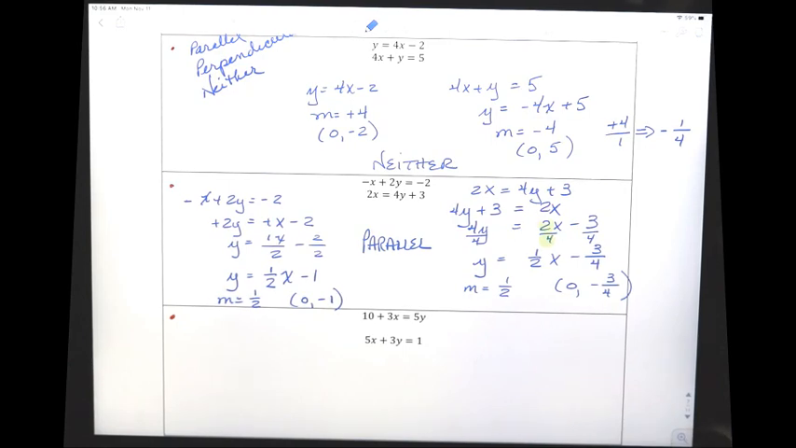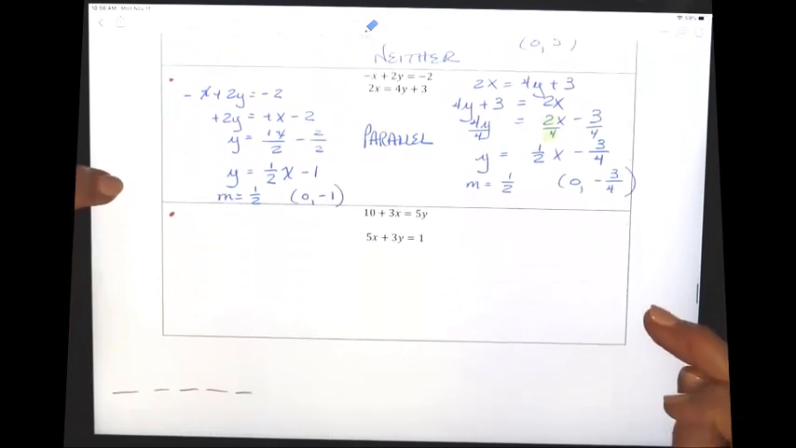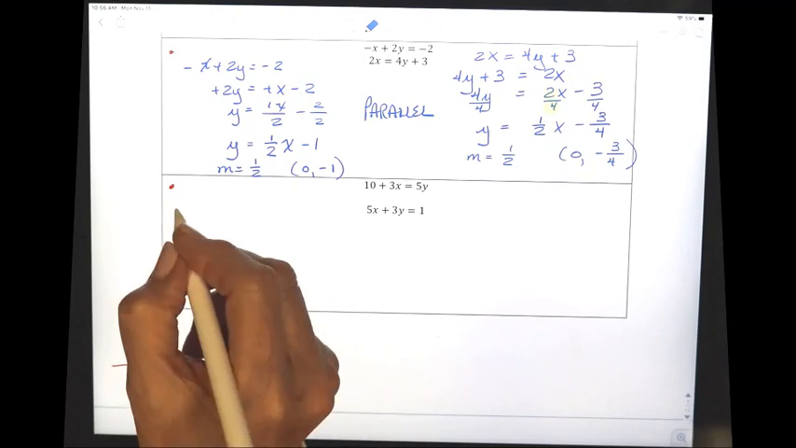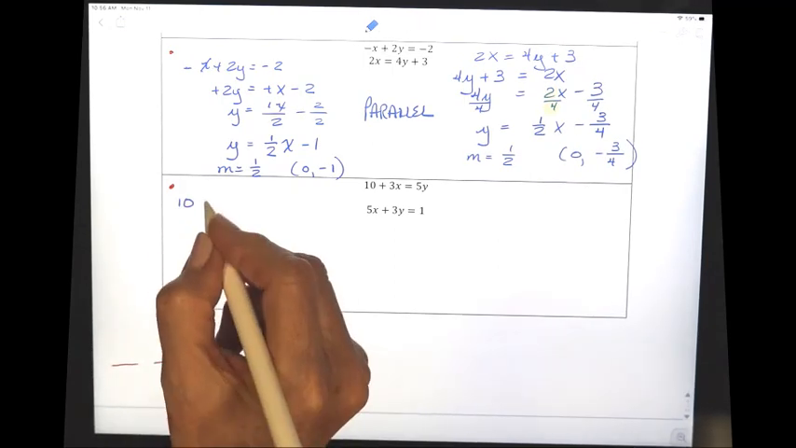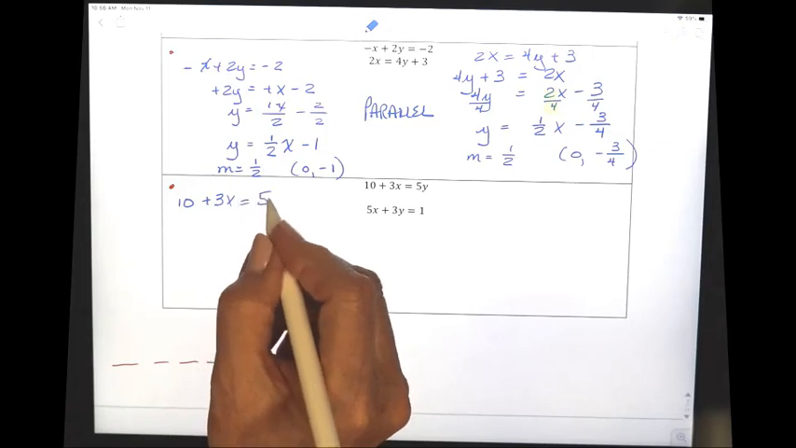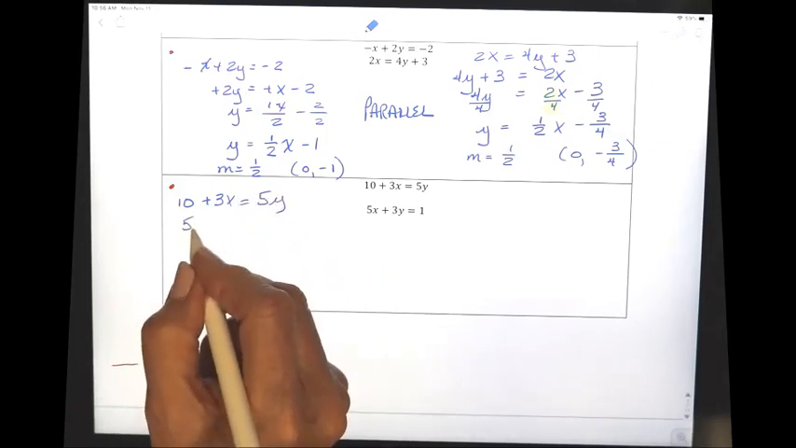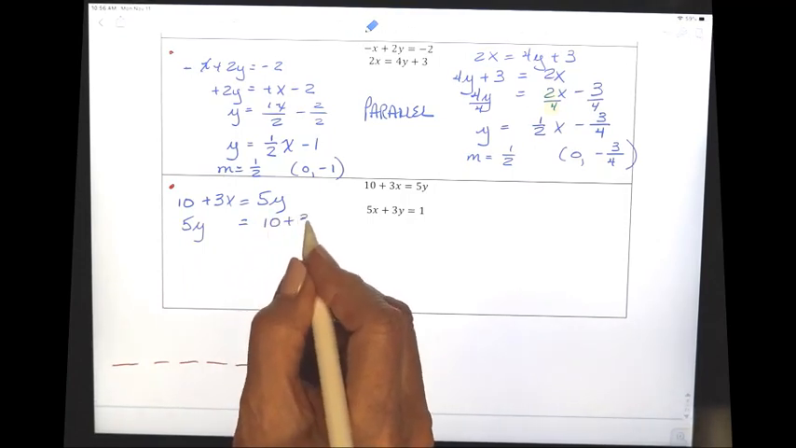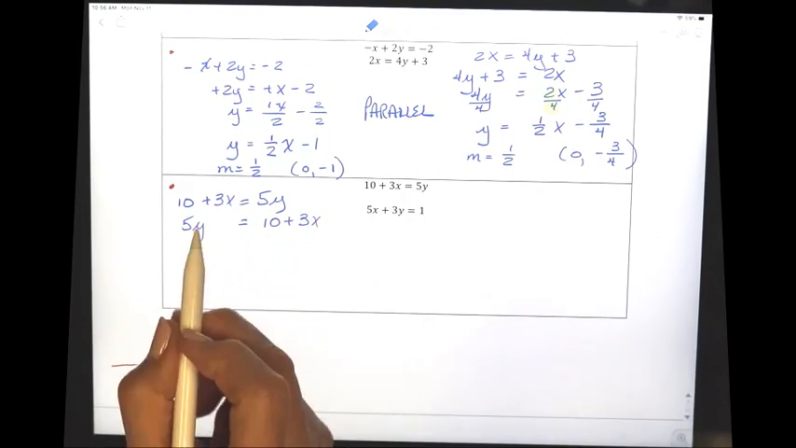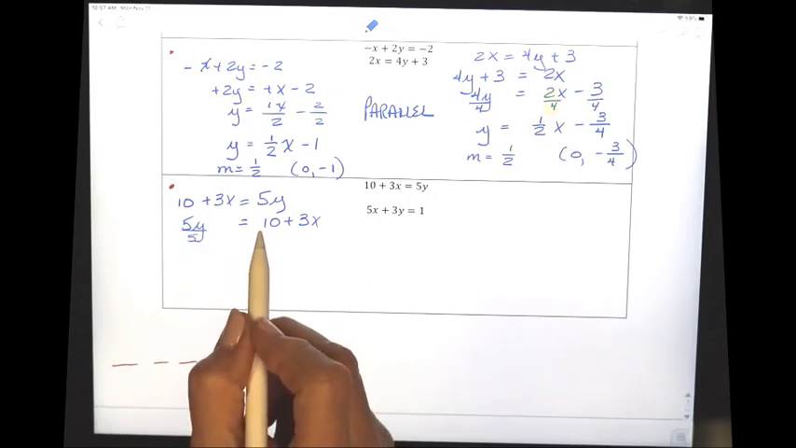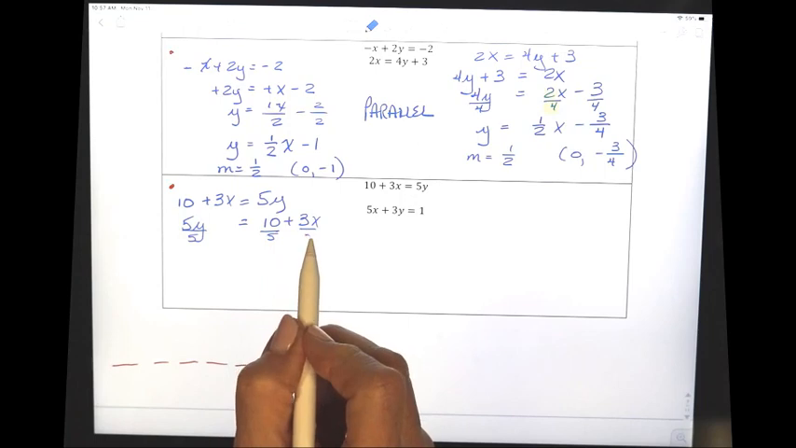All right, one more, and you can probably guess that this is most likely going to be perpendicular because I wanted to show you something of each type. So let me take the first equation. And again, I'm going to do what I did before. I'm going to turn the whole thing around and put the y term over on the left-hand side. And the 10 plus 3x, I'm just going to move it over to the other side. And now I'm dividing everything by 5.